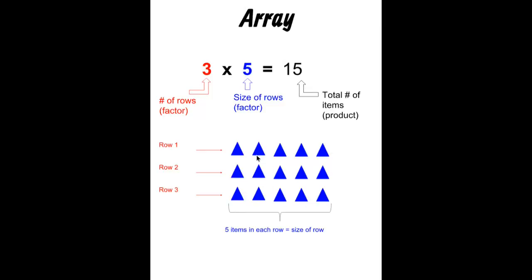We could also skip count. We could say there's 5, 10, 15, and that will be a more efficient way of finding our product. So if we are proficient skip counters, we are going to skip count instead of counting each item one by one.